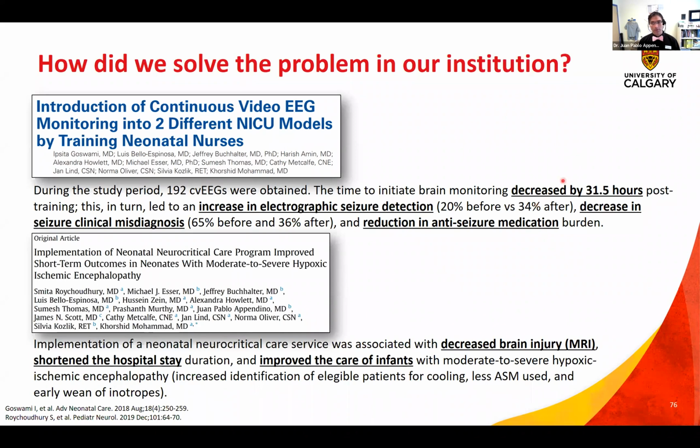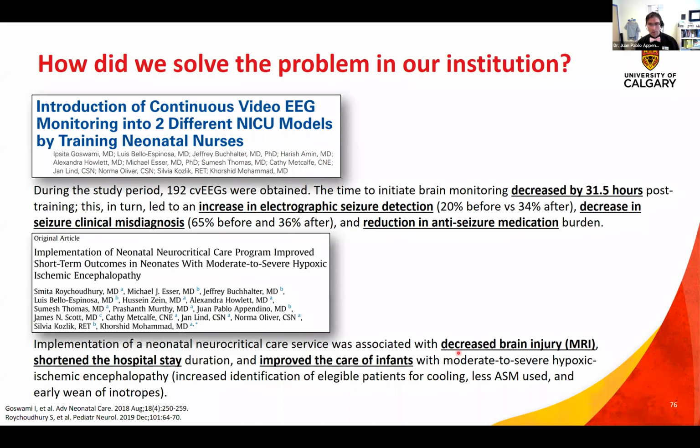So it's a very helpful tool. It reduces the time of onset, increases the electrographic seizure detection, and decreases the clinical seizure misdiagnosis, because we overdiagnose with the many movements these babies do. And with that, we reduce the anti-seizure medication burden, which in turn left the patient more hemodynamically stable, therefore shortening the hospital stay and improving the care overall in the infants.